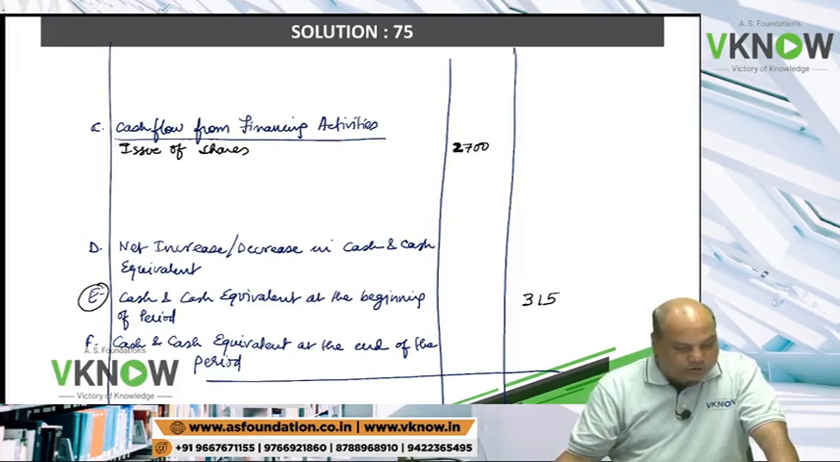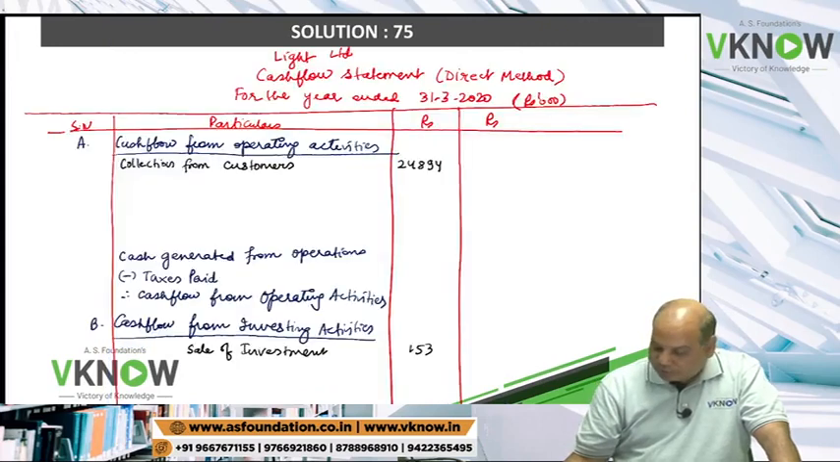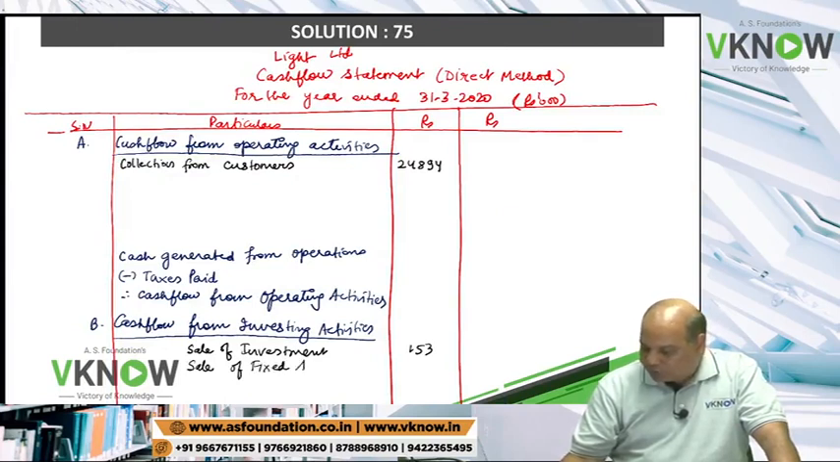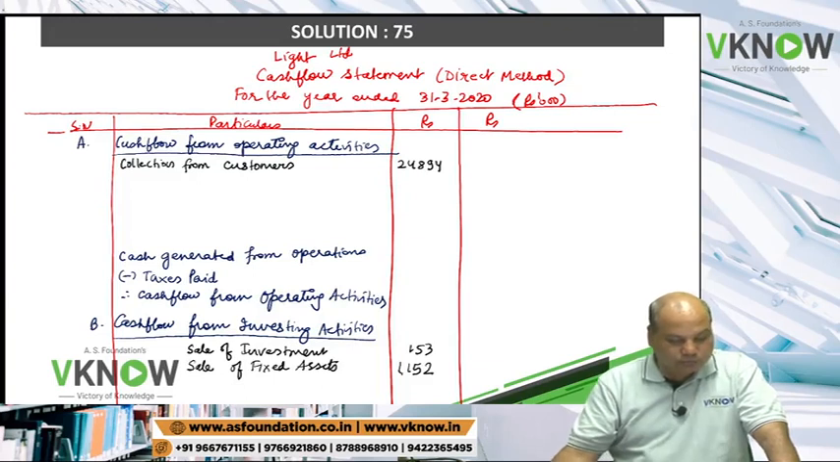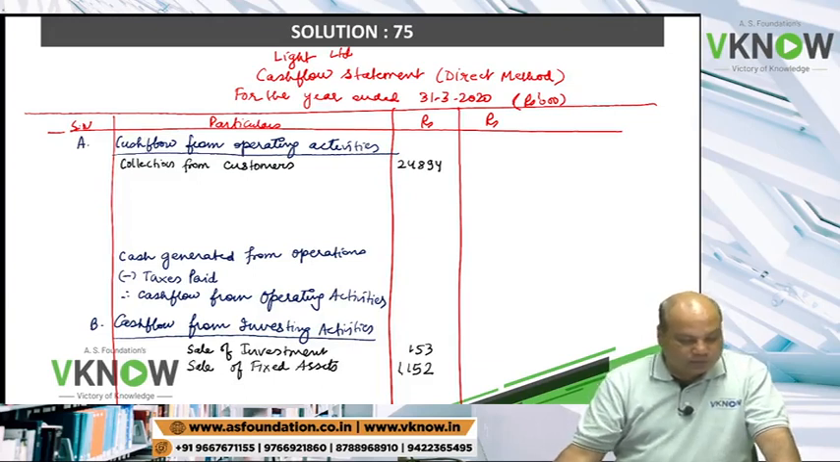And then sale of fixed asset, an investing activity, point number B. Sale of fixed assets: please write the positive number 1152. Now payments are given.